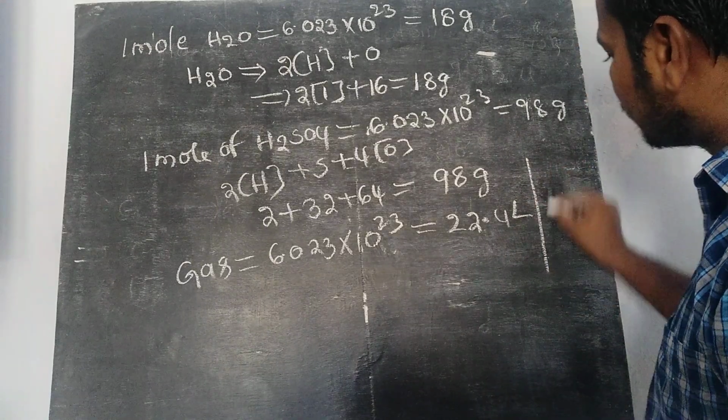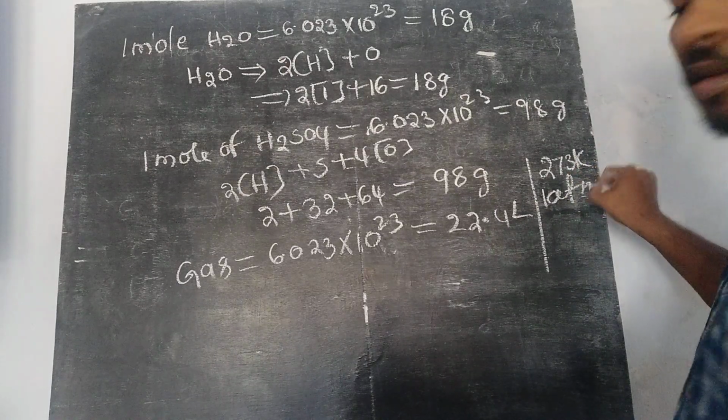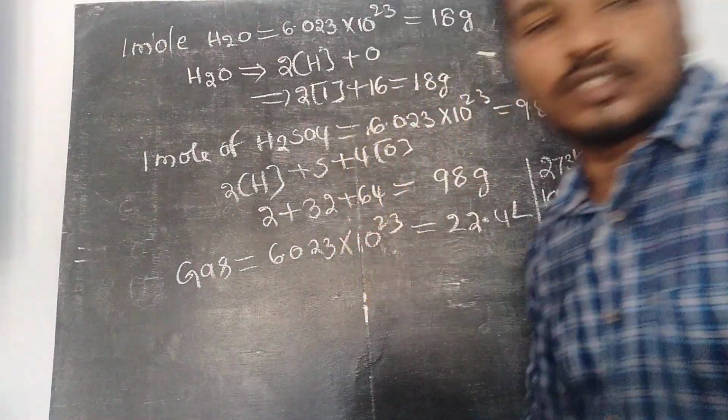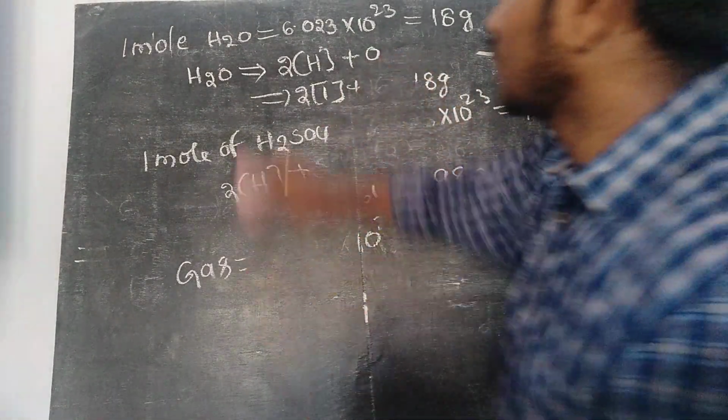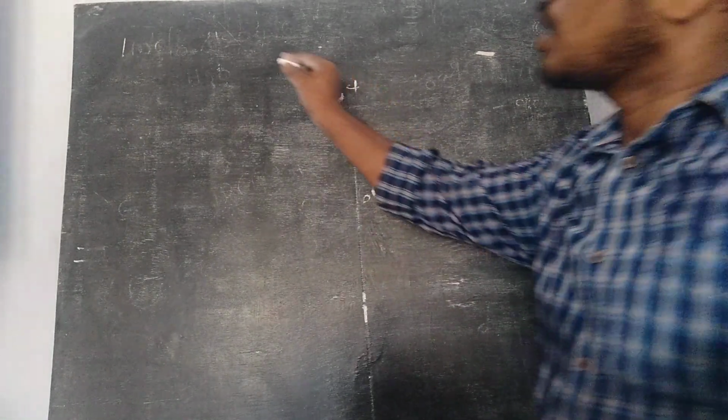Standard STP means 273 Kelvin and 1 atmospheric pressure. Now you can see some examples of how to calculate the number of moles. For example, if I want to calculate the number of moles in an atom, how can you calculate it?